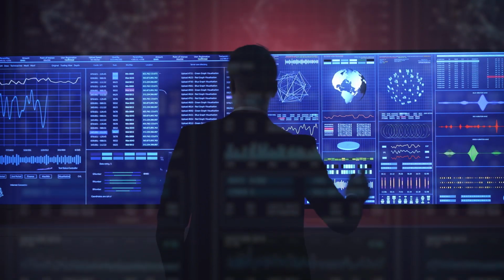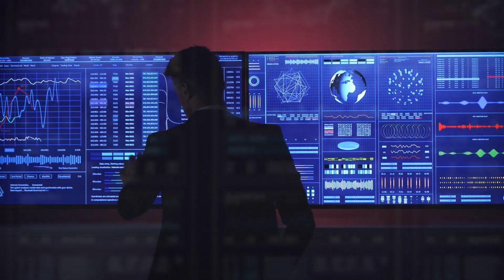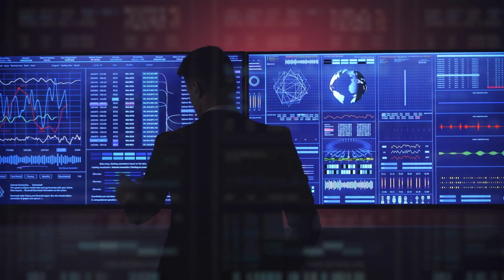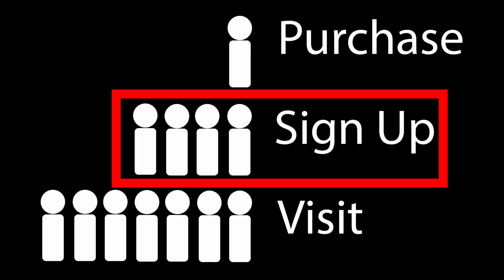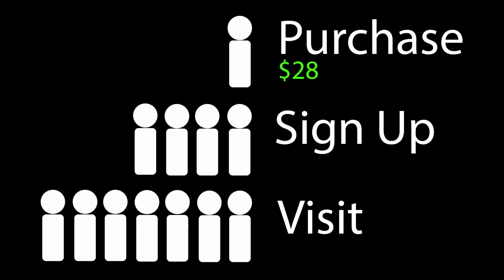So my background is running a software as a service platform that helps people collect data. And like most SaaS companies, I have a basic funnel like this, where people visit, and then they sign up, and then some people purchase. So for the sake of this video, let's say the average customer to me is worth $28 in net profit after all the PayPal fees, etc.